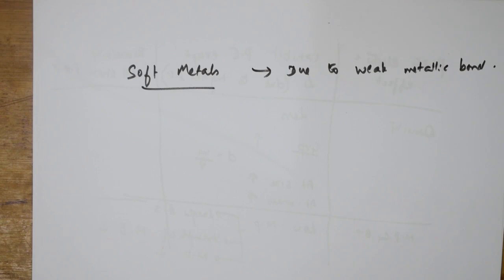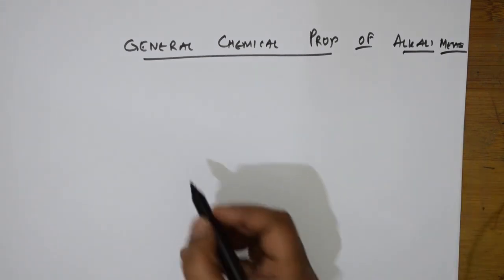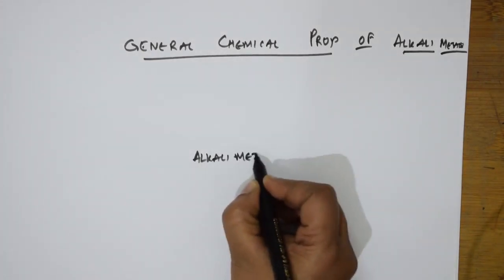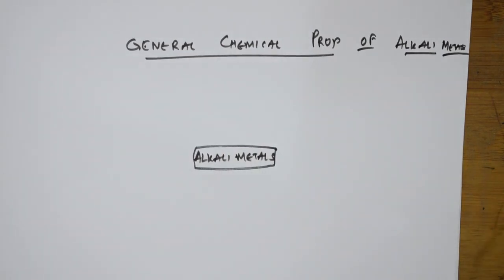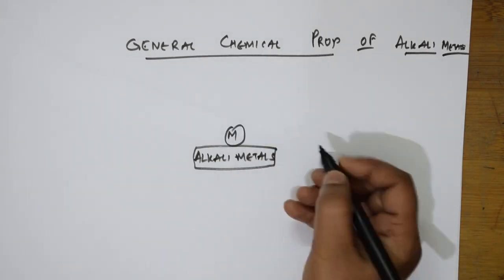Let me come back and do the chemical properties of alkali metals. After the general physical properties, let's come to the general chemical properties. After that, I'll gradually go into the elements. So the general chemical properties of alkali metals, all combined together here. For group 1, that is lithium, sodium, potassium, rubidium and cesium, let me take the alkali metal as M. This M stands for the metal.